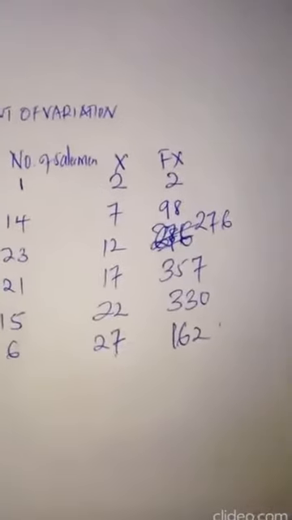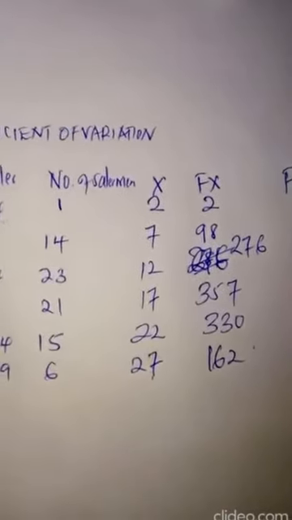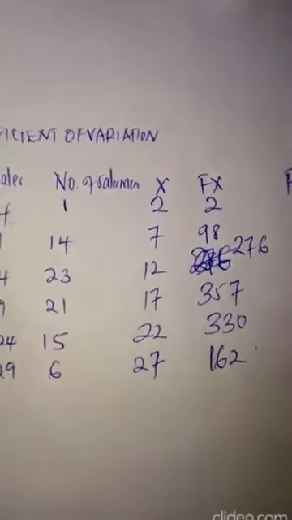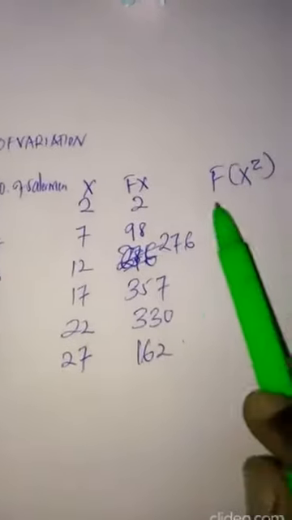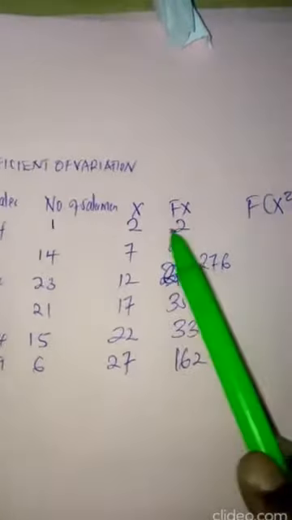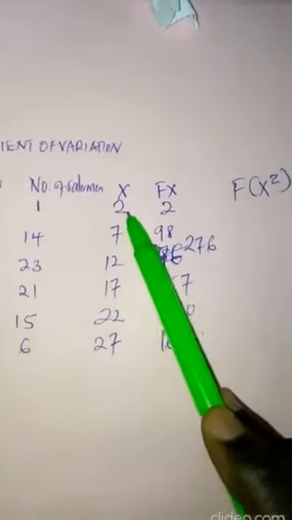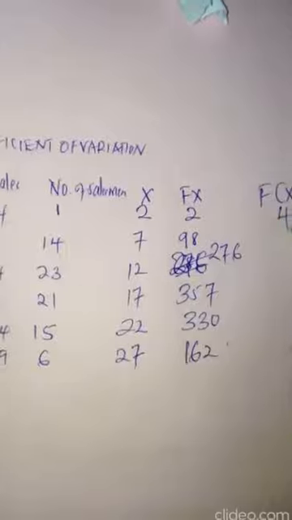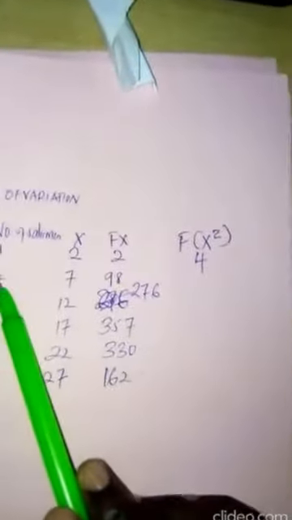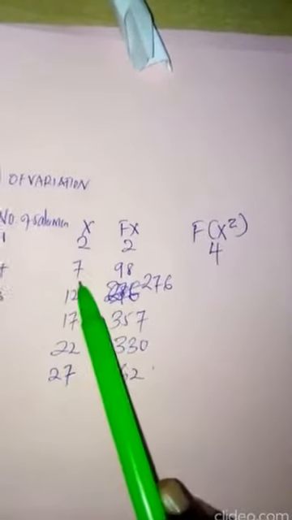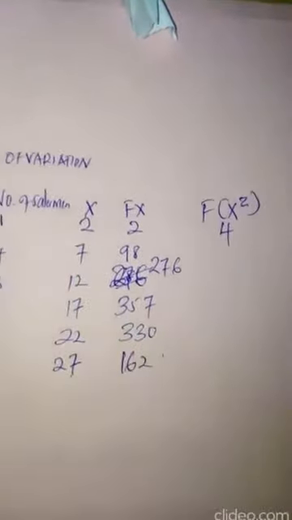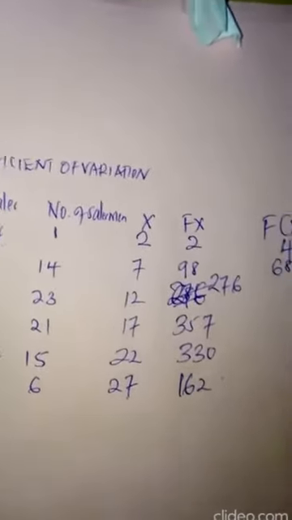So now you also need to get the fx squared value, that is f multiplied by x squared. So it will be f, which is given here, it's 1. Then x squared will be 4. 1 multiplied by 4, you get 4. Then we have f multiplied by x squared, here 14 multiplied by 49, you get 686.